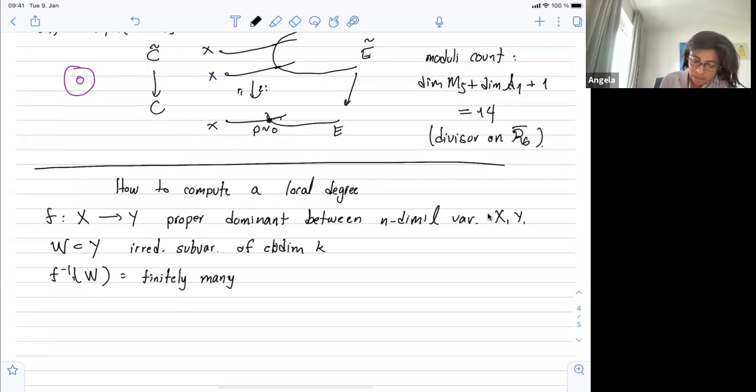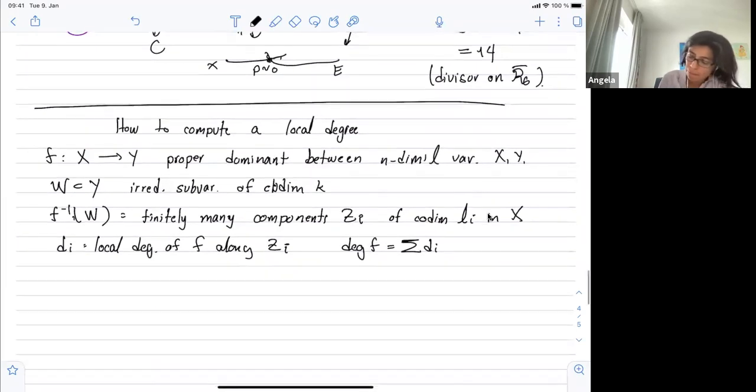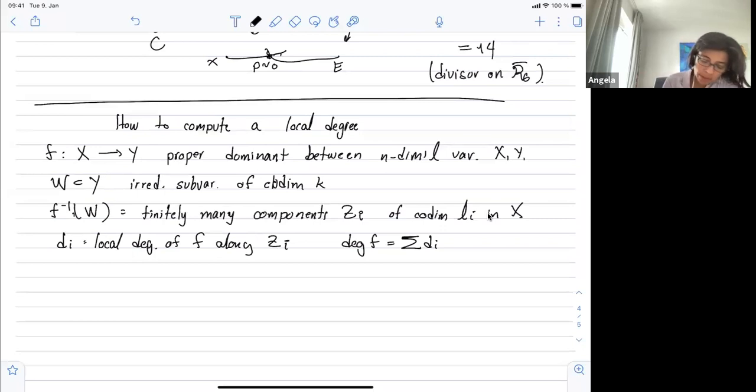Many components, a set E_i of different codimensions in X. You can compute the local degree d_i of f along every component E_i, by localizing X at E_i and computing the local degree of this map. The degree of the map f is the sum of all these d_i. Okay, let's analyze. Take one of these components.